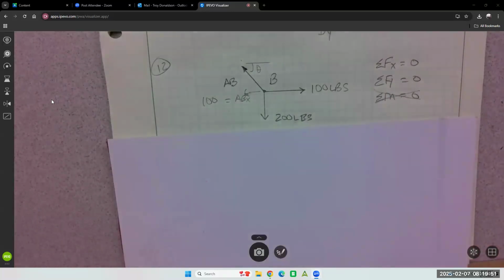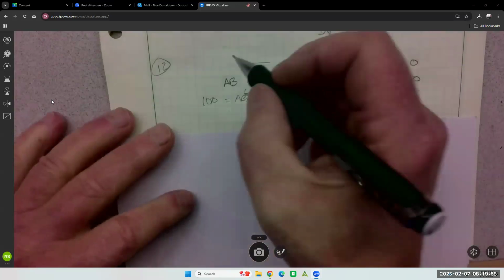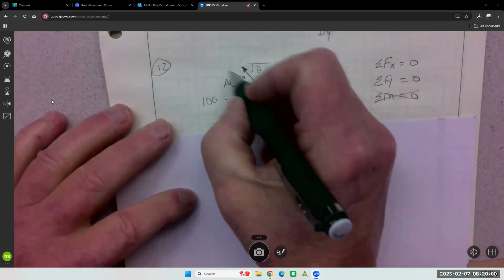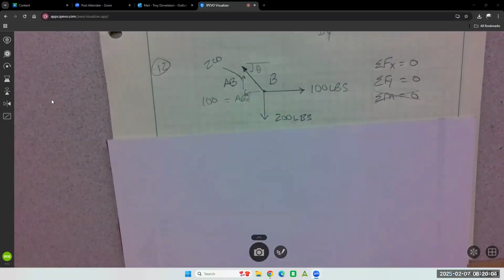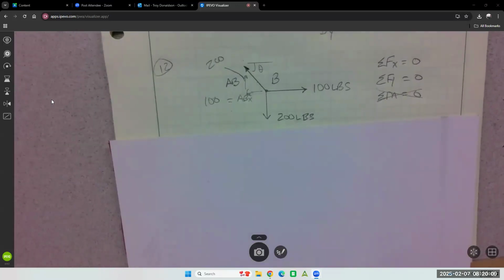Tell me about the Y. You've got 200 coming down, so that ABY, it's got to be how much? 200. Got to be. So now you know both components of AB, just by observation. We didn't even use a formula for that. We just looked at it and said, hey, there's only 2 forces in the X, those got to be equal. There's only 2 forces in the Y, those got to be equal. And now we know the components of AB.